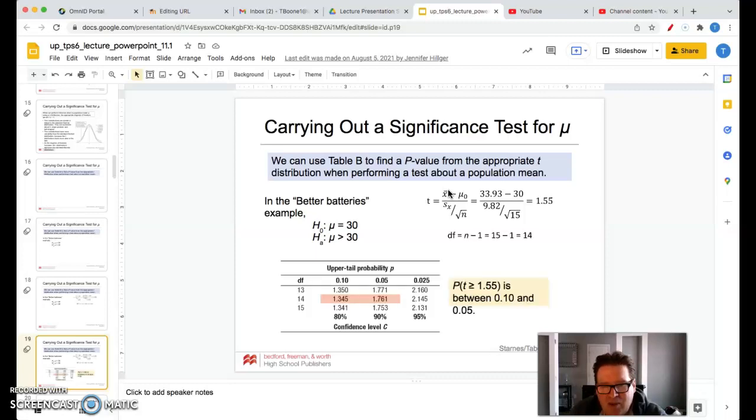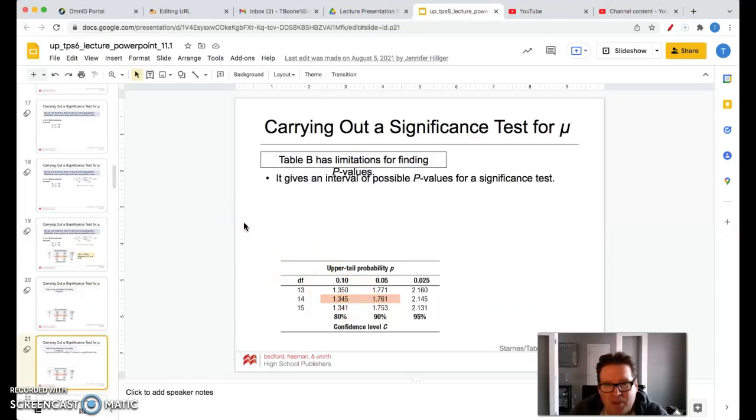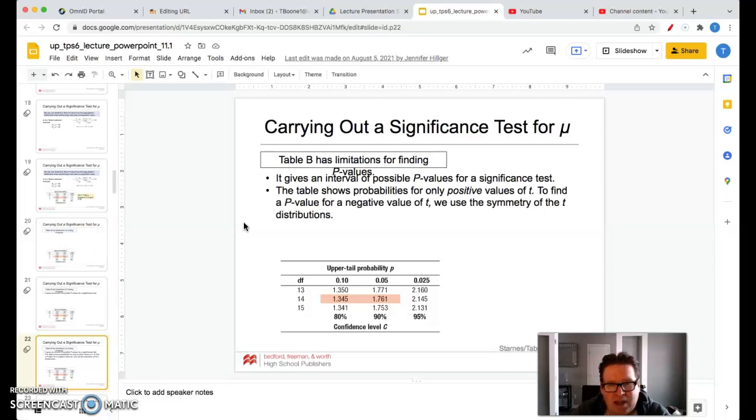We can look at the table, and here's the downfall of the table. We look at our degrees of freedom here, and we're looking at 1.55. Well, it's in between 0.05 and 0.10. So we get a range of values, an interval, which is what we do with the table. The table shows only probabilities for positive values of t. To find the negative value, we use the idea that it's symmetric.